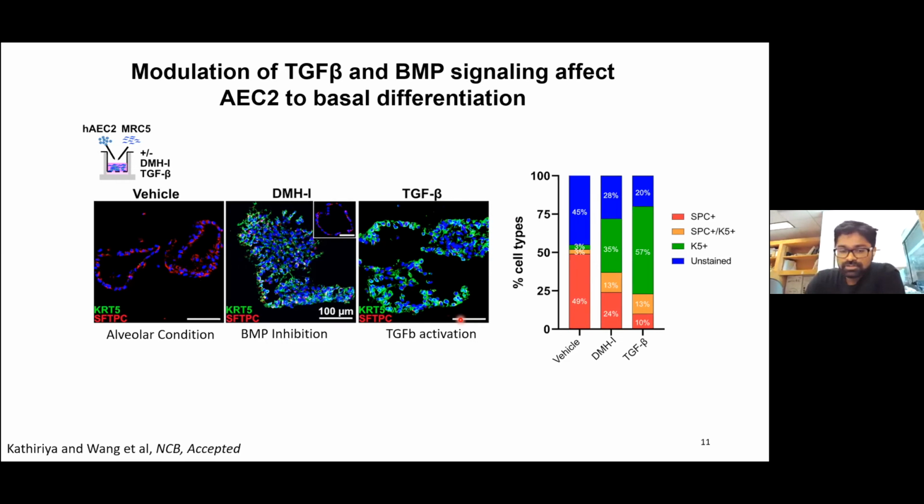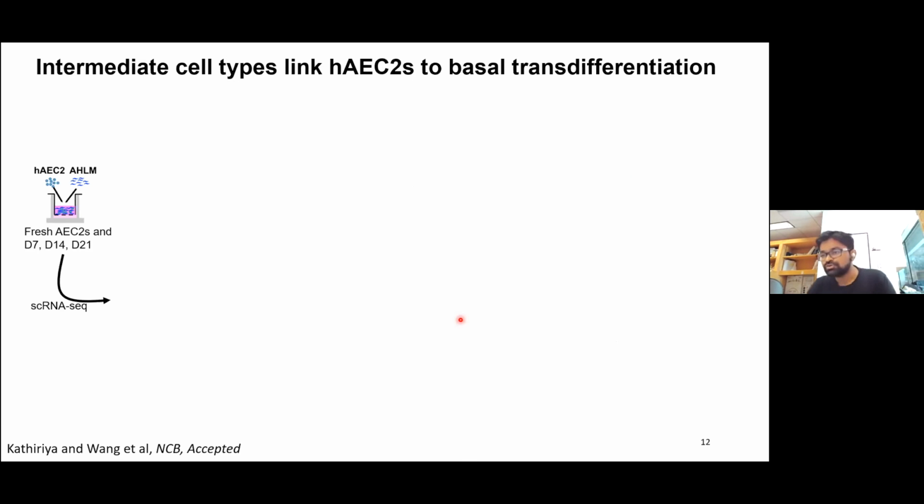So the question then was, how do these type 2 cells adapt to basal fate? Is there a switch? Is there a one-step conversion? Or is there some sort of a progression where they slowly acquire basal fate? To answer that question, we performed a time series single-cell RNA-seq experiment where we sequenced freshly sorted type 2 cells, day 0, if you will. Virtually all of them are type 2 cells. Then we performed single-cell RNA-seq analysis at day 7, 14, and 21 in this organoid system of total epithelial cells.